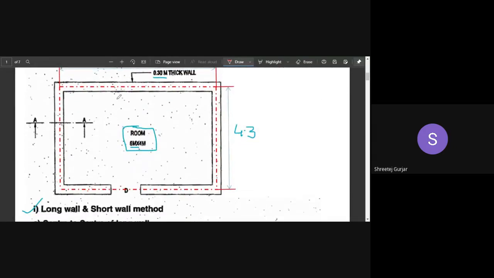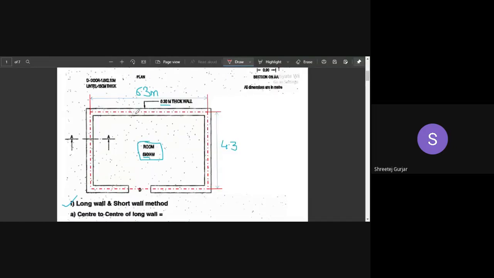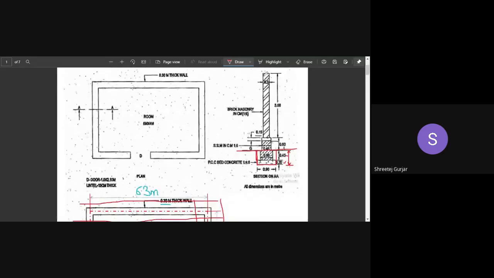I will just zoom out a bit. This is my long wall, and this is my excavation for my long wall, and this is the excavation for my short wall, right? This is my center line length. This is my center line, which will be exactly at the center.